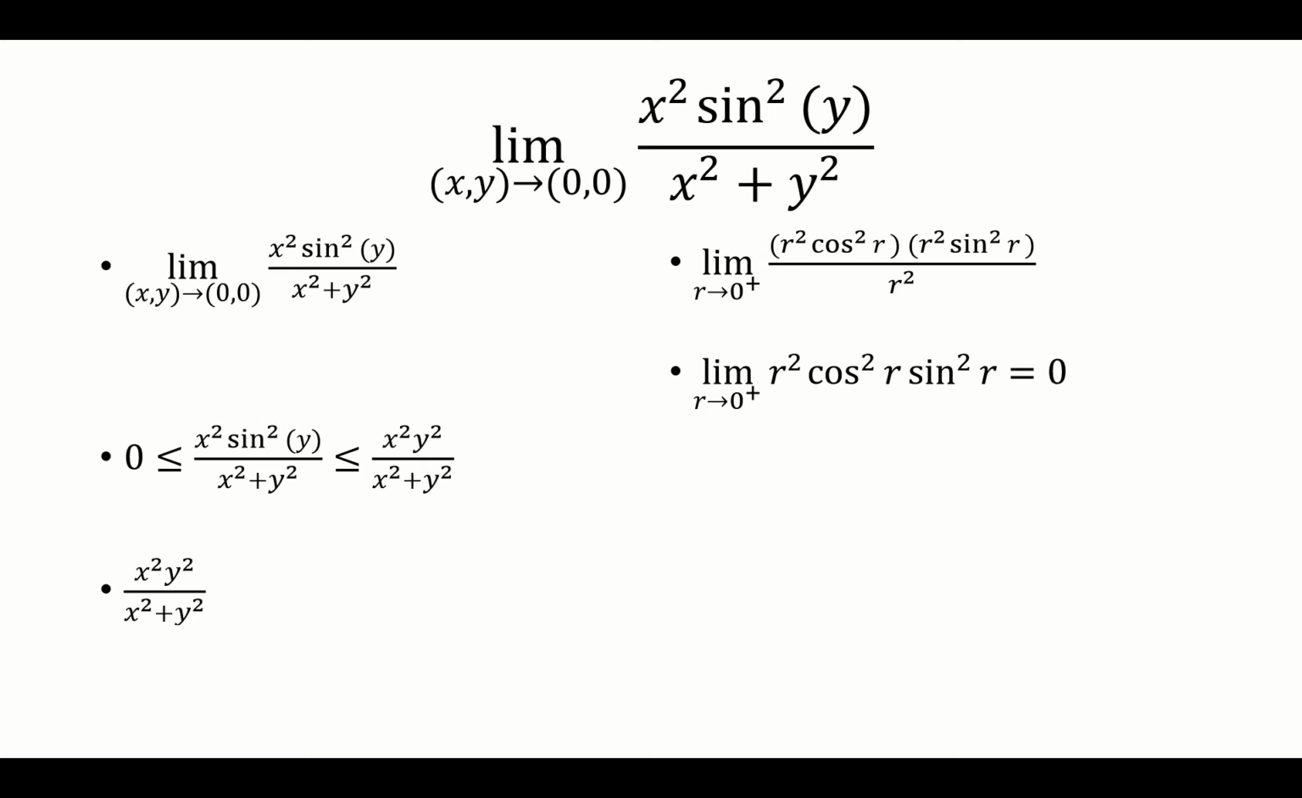If I plug in r equals 0, r squared is 0, and the trig factors are bounded. We have 0 times cosine squared times sine squared, which is going to give me a limit of 0.